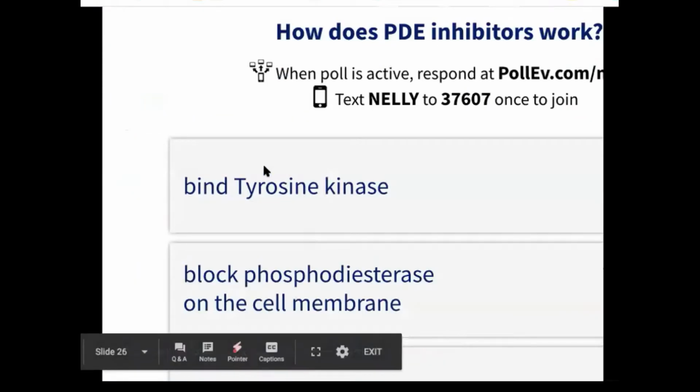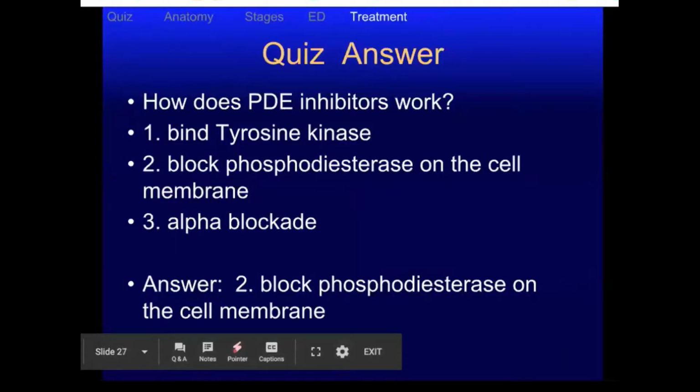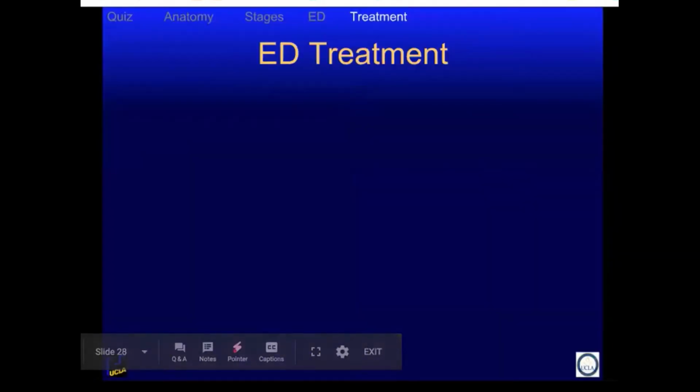So how does this work? I think most of you guys answered it correctly. It blocks the phosphodiesterase on the cell membrane, which increases the cGMP concentration intracellularly and maintains erection.